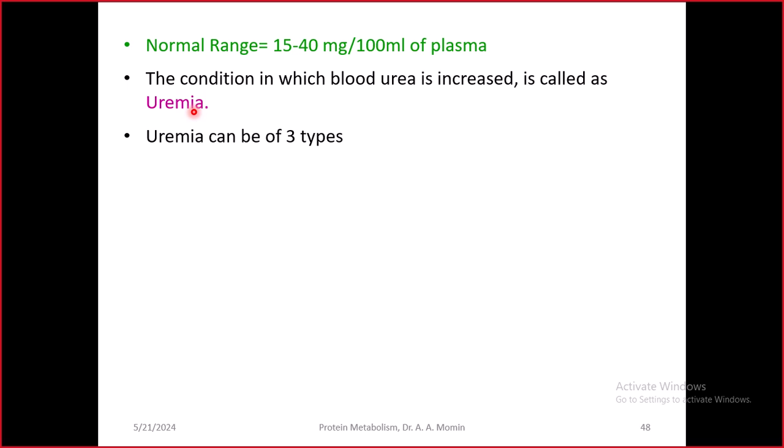Once urea is formed, the kidney's central function is to filter it and remove it from the body in the form of urine. So the central organ is the kidney for its removal, and once it is filtered through the kidney, it is excreted through the ureters to the urinary bladder and through the urethra in the form of urine. So there are three stages: urea formation, filtration and excretion. Depending on where the defect lies to cause uremia, there are three types of uremia.